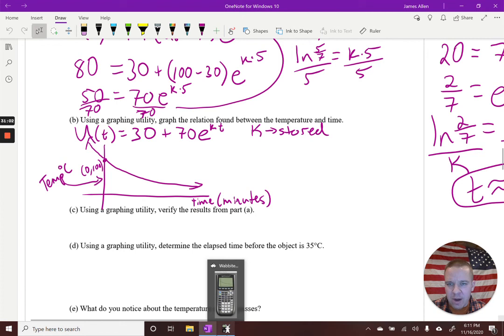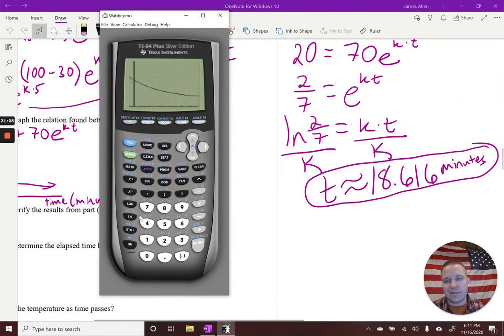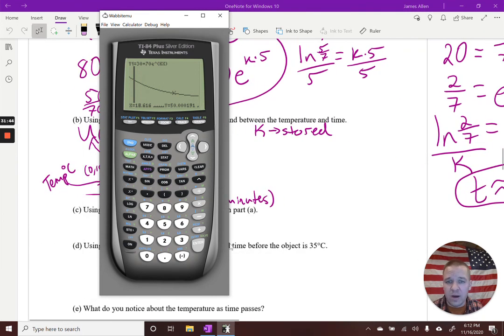So in part C here, it says, using a graphing utility, verify the results from part A. So what was that amount we had? We had 18.616 for our t value. So if I do second calc and I do value and I plug in 18.616, and again, this is a rounded value, right? So it might be slightly off, but we wanted to know when it was going to be 50 degrees. Would you look at that? The Y value is 50.000191. Again, we rounded. So that checks out. That tells us we're good to go there.